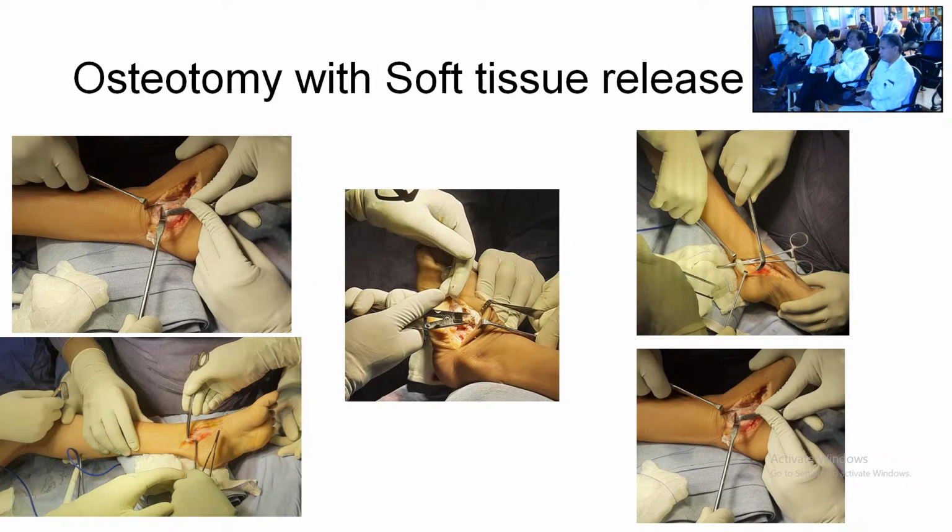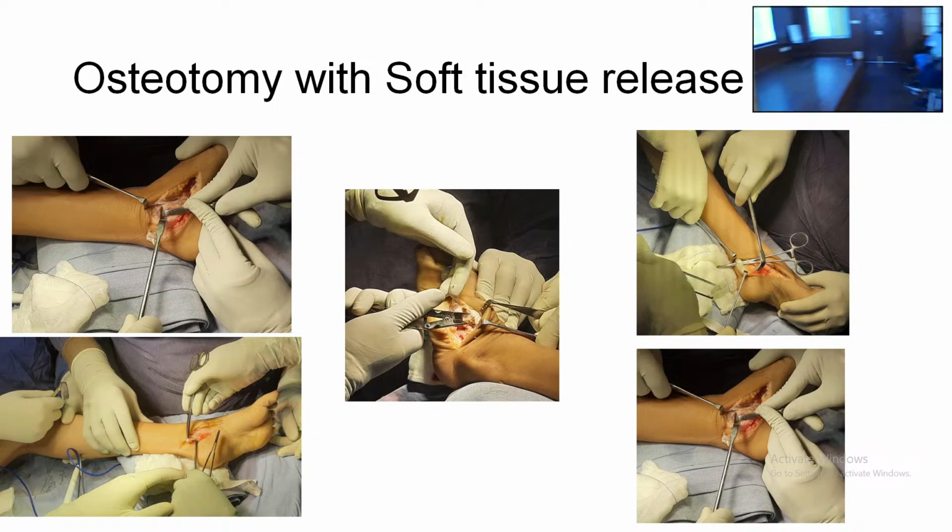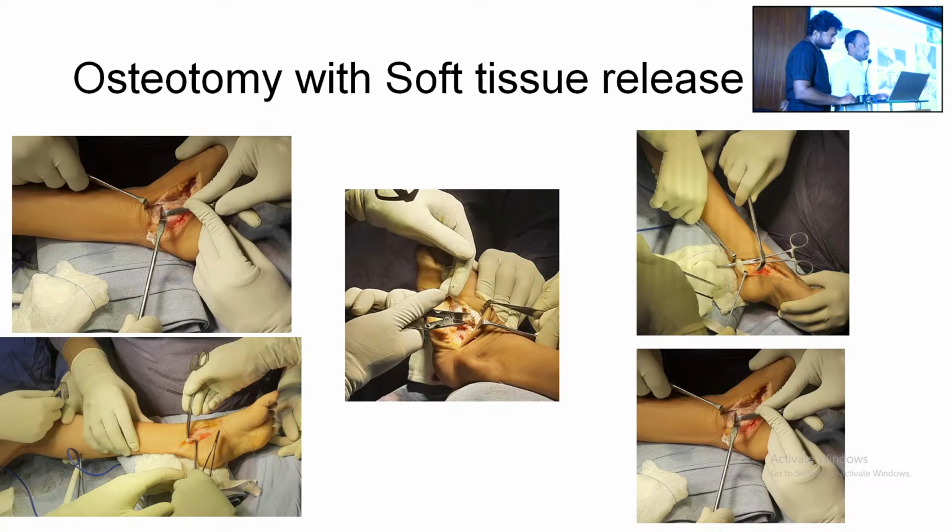Okay. So what was done? We have done osteotomy, sir, lateral closed wedge osteotomy for the cuboid, and fusion with 2 K wires, sir. Calcaneocuboid fusion is done, sir. Then posteromedial soft tissue release also done, sir. Tendo Achilles lengthening also done, sir. Right.